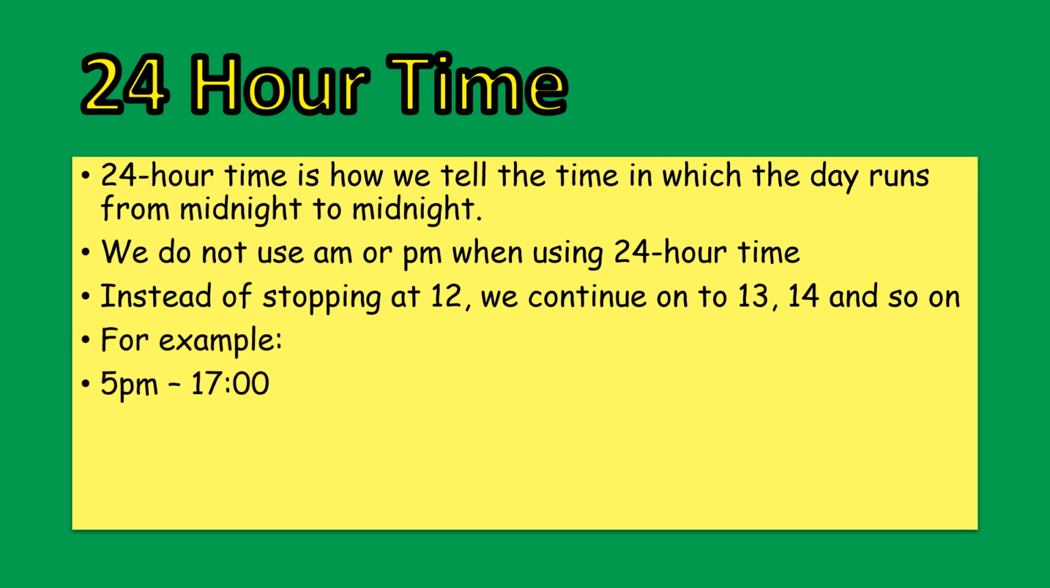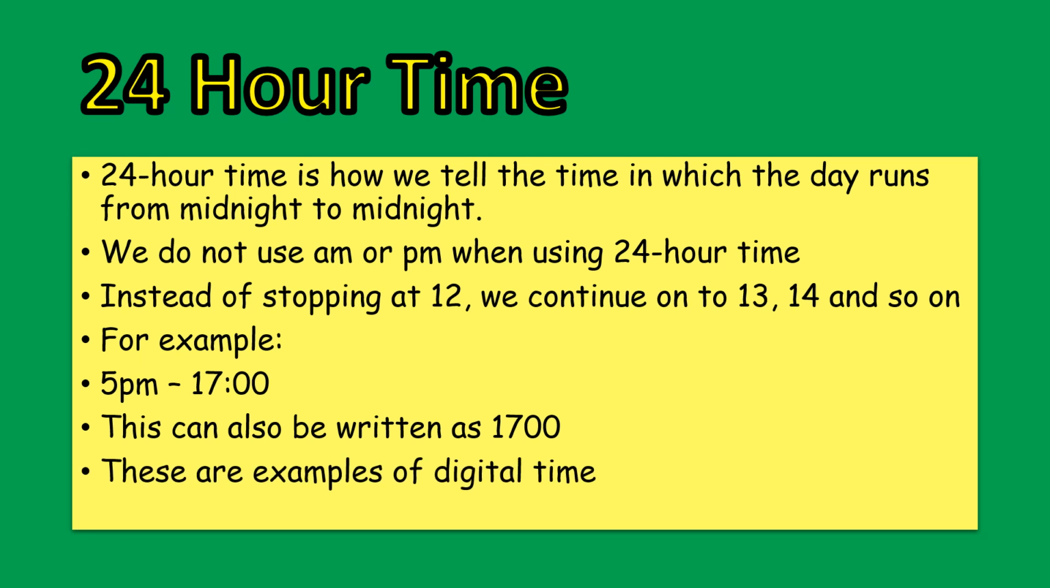For example, 5 PM, which is a 12-hour time, turns into 17:00. This is our 24-hour time. This can also be written as 1700 hours. These are examples of digital time, so this is when we write the time in numbers.